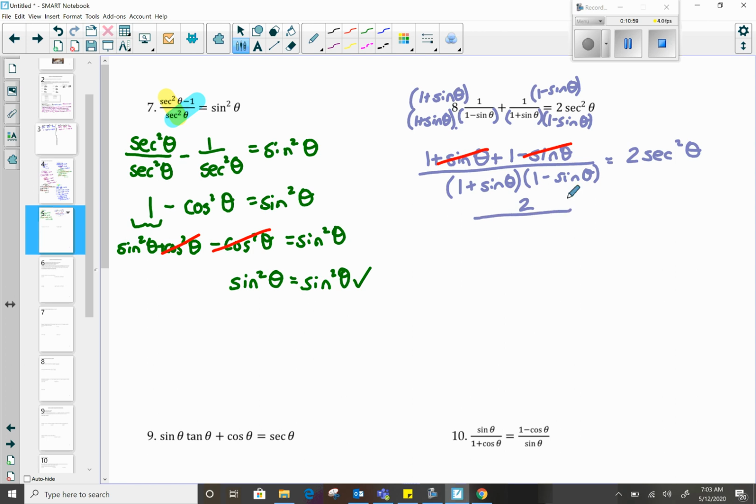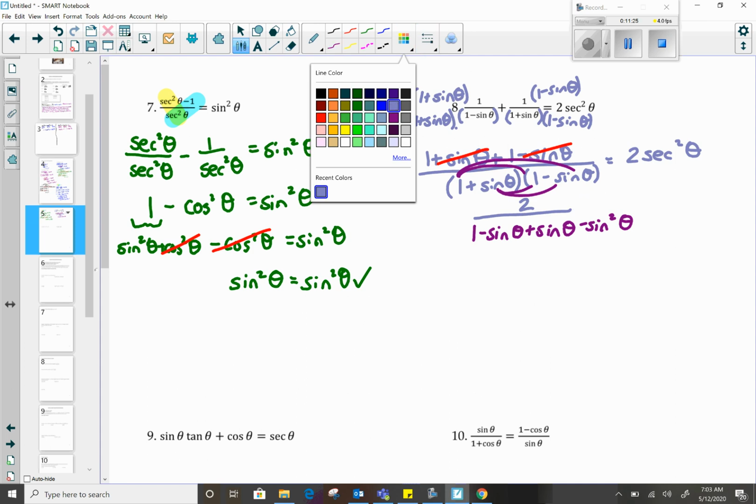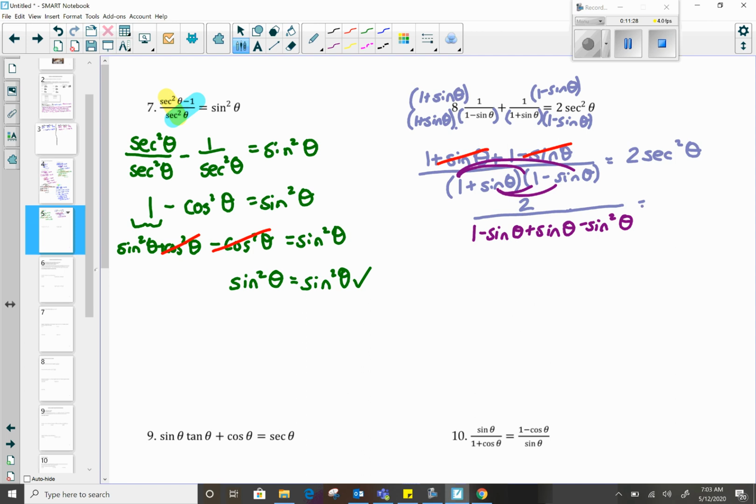Now on the bottom, we can FOIL. Okay, so we're going to do 1 times 1 is 1, minus sine theta, plus sine theta, minus sine squared theta. Okay, so now the bottoms condense.